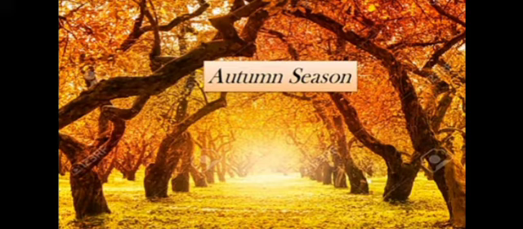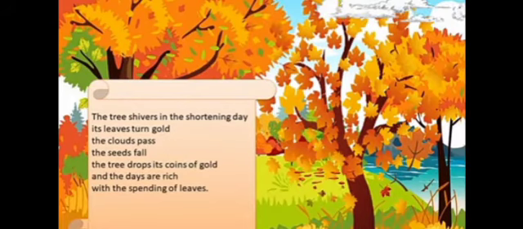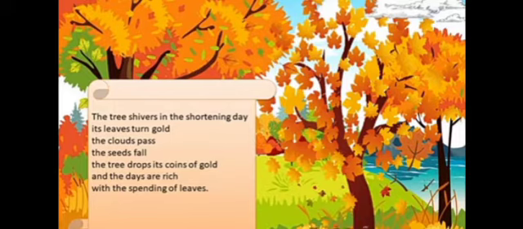Autumn season is the falling season when the days become shorter and the trees are just shedding their golden leaves, which are just like the coins of gold. The tree shivers in the shortening day. Its leaves turn gold. The clouds pass. The seeds fall. The tree drops its coins of gold, and the days are rich with the spending of the leaves. So, here the poet has very beautifully depicted the autumn season.